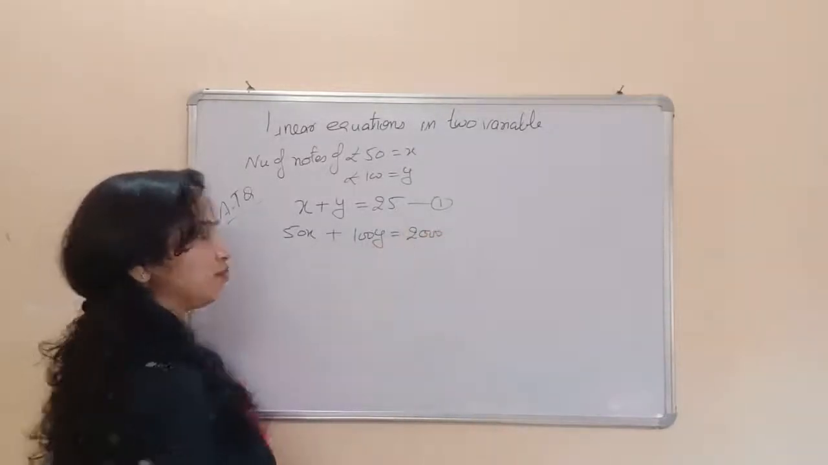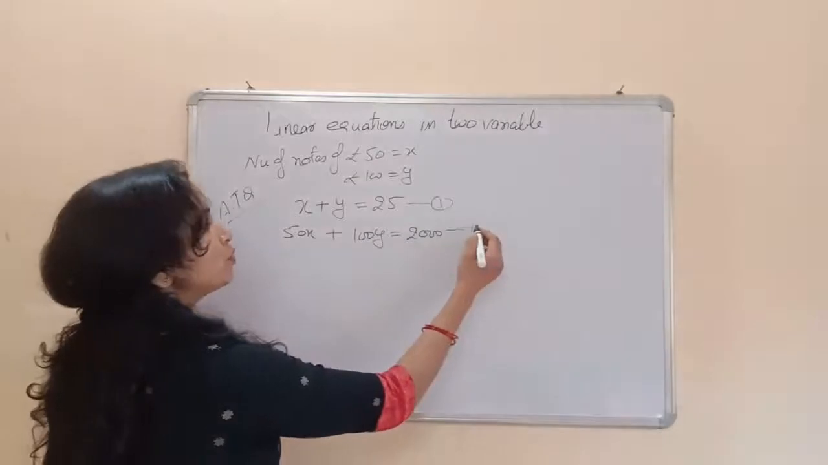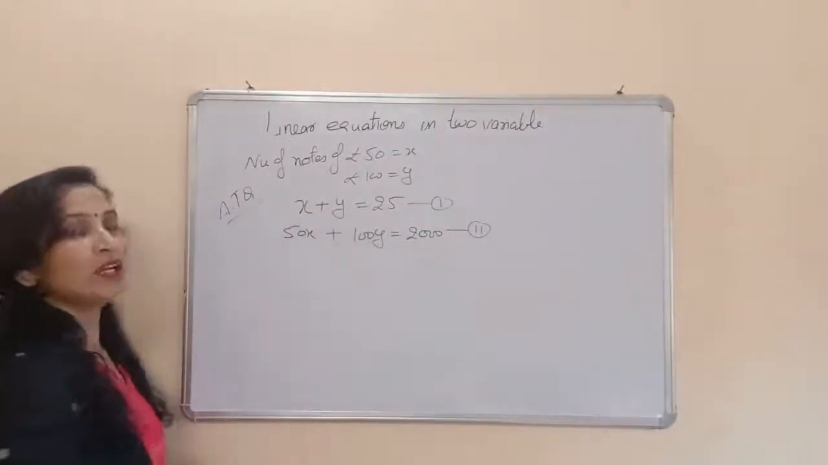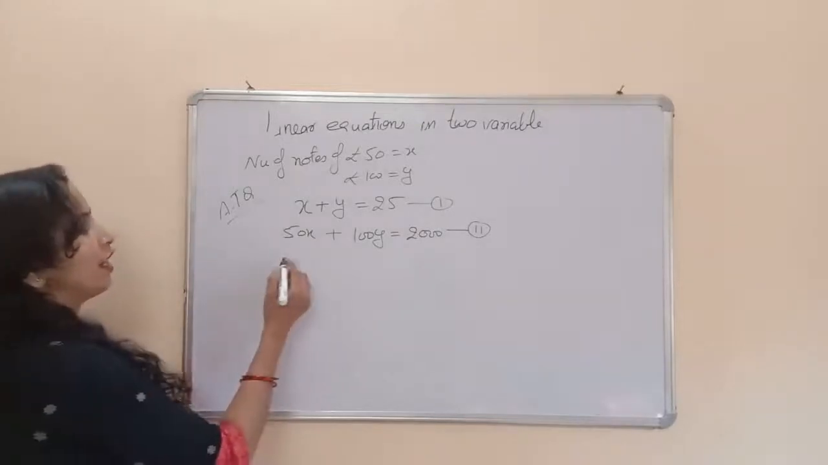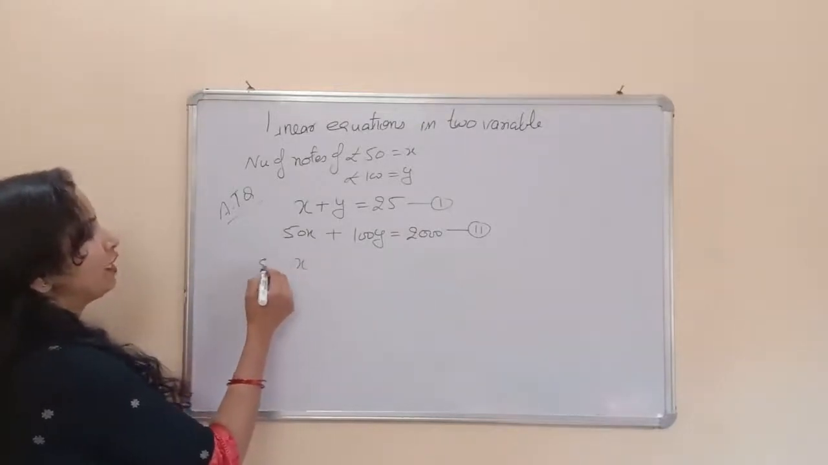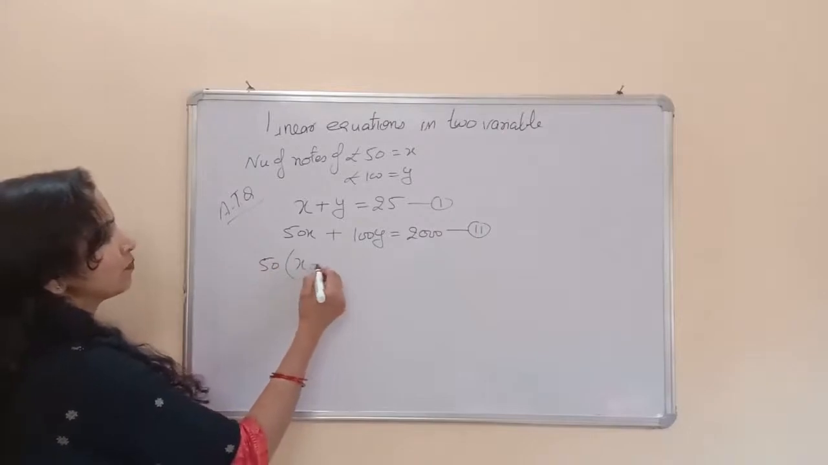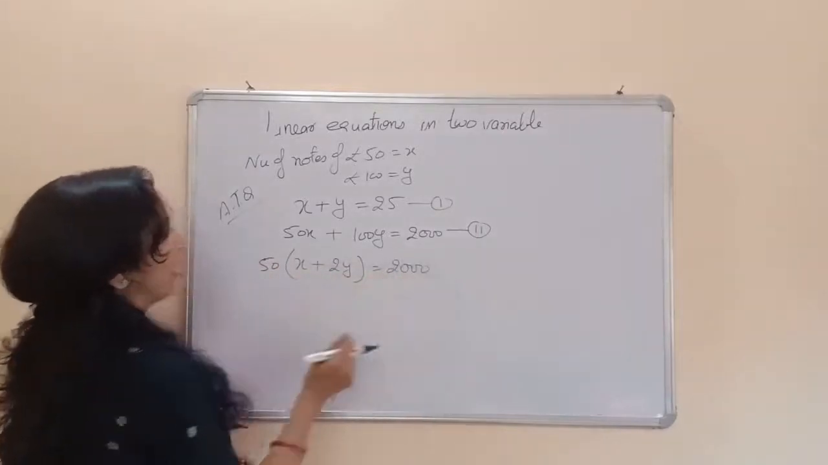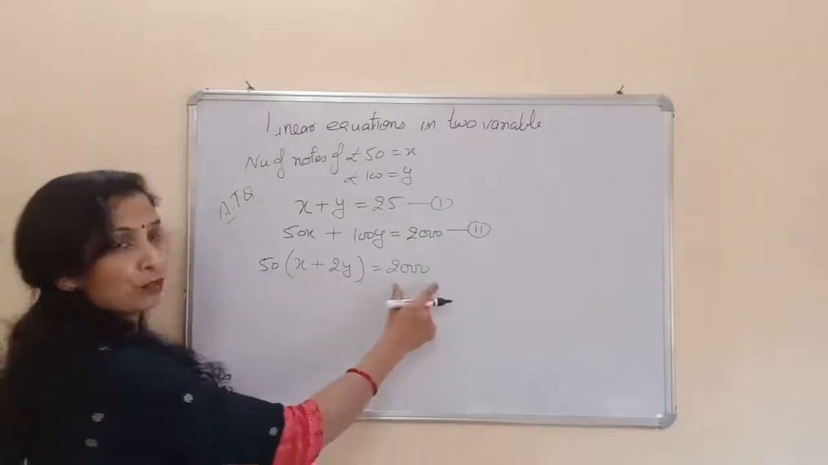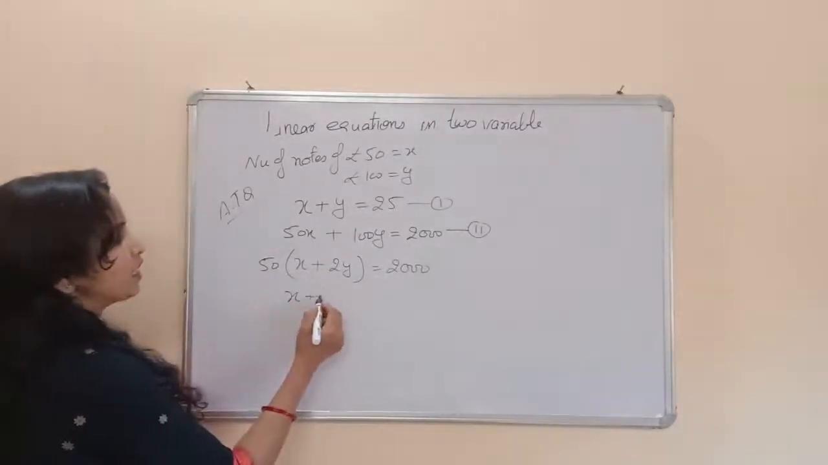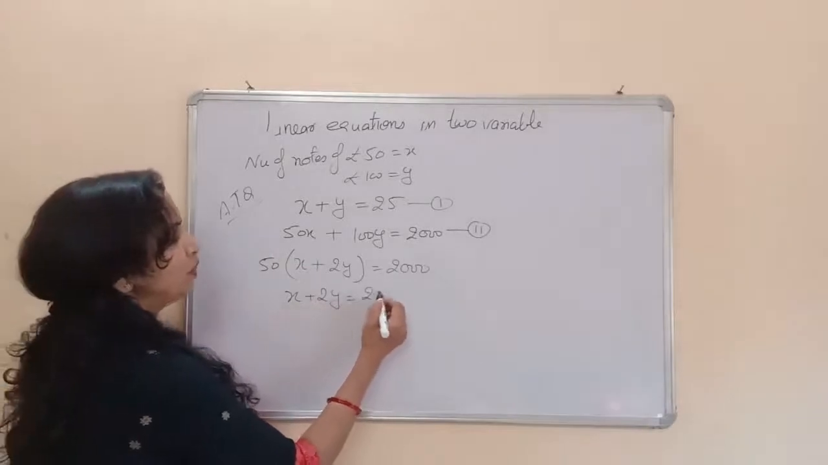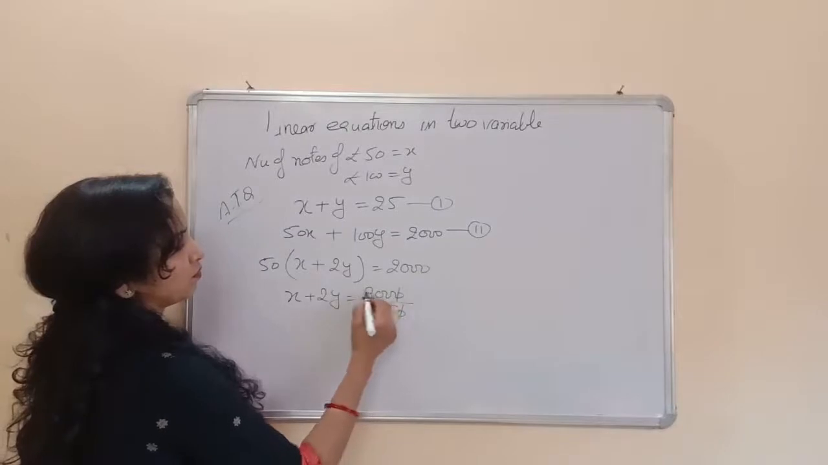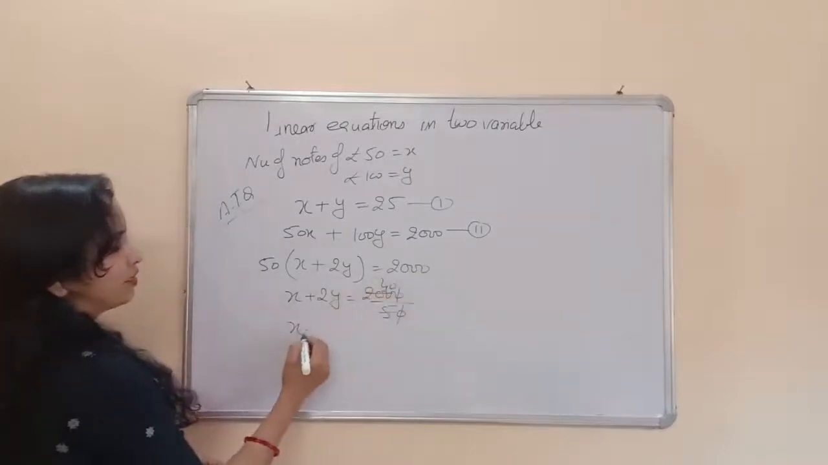This is the equation, equation second. You can also simplify the equation. We know that all the terms are divisible by 50. So we can divide all the terms by 50. We can take 50 as common like this, plus 2y is equal to 2000. And then we can take 50 in the denominator of 2000. It will be x plus 2y is equal to 2000 upon 50, that is 40.